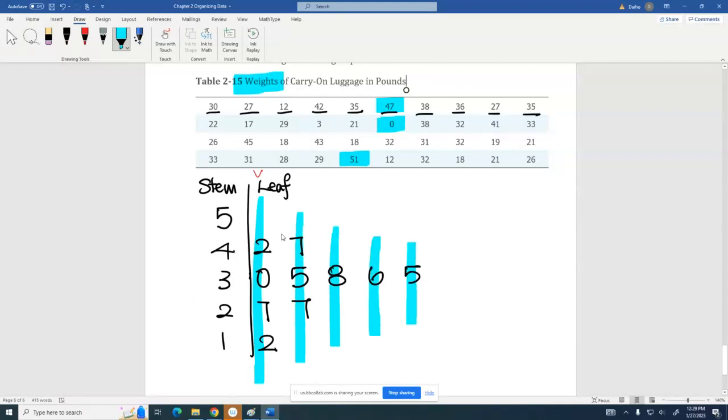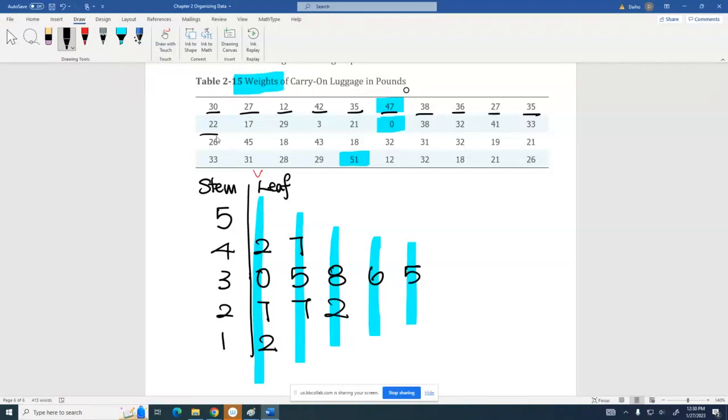I put leaves column by column. Why? Because at the end, we want to show the shape of the distribution. Which one has the most? Which one has the least? Yes. That right there, why didn't you put 1 next to the 5? Just a second. I didn't complete yet.